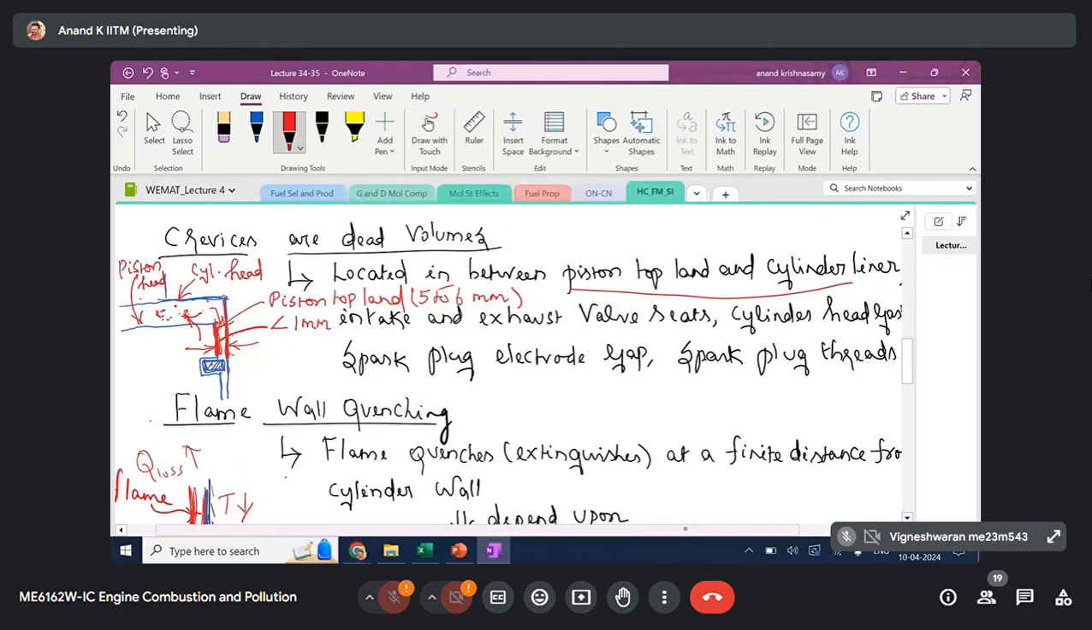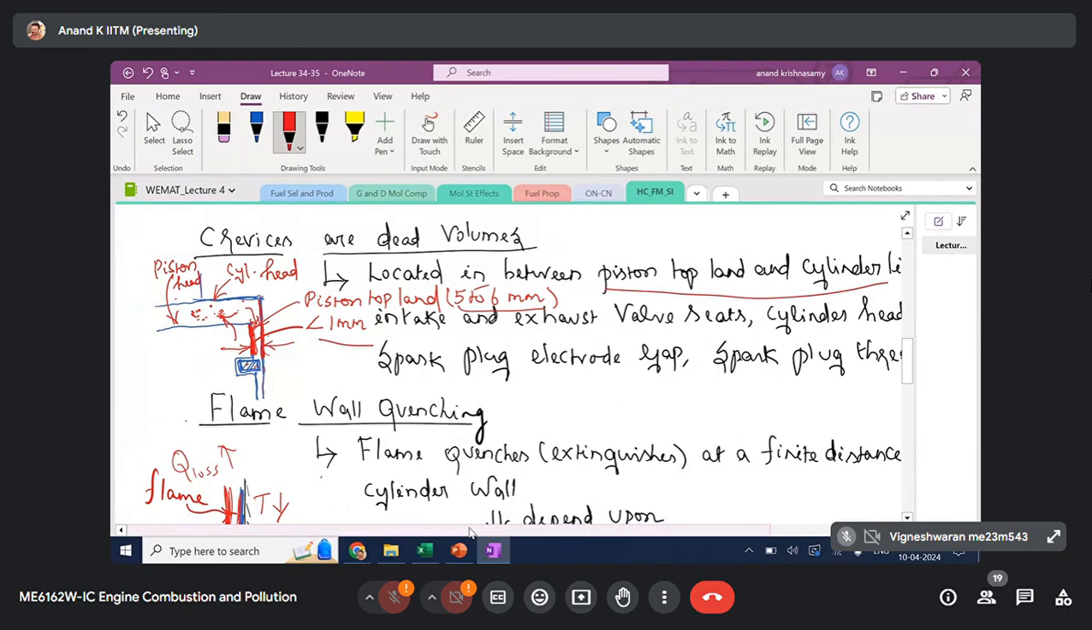The piston top land and cylinder liner is one of the largest crevices. You could see that the typical vertical height of the piston top land is around 5 to 6 mm, and there is a radial clearance between the piston outer surface and the cylinder liner, which is less than 1 mm. Why do we have to have this radial clearance? To avoid piston seizure, because for the piston you generally use an alloy. Based on the alloy composition, the thermal expansion is going to be different. The piston is subjected to high temperature and undergoes thermal expansion based on the material used. Whatever material you use, the piston is going to expand. To account for thermal expansion, you give this radial clearance.